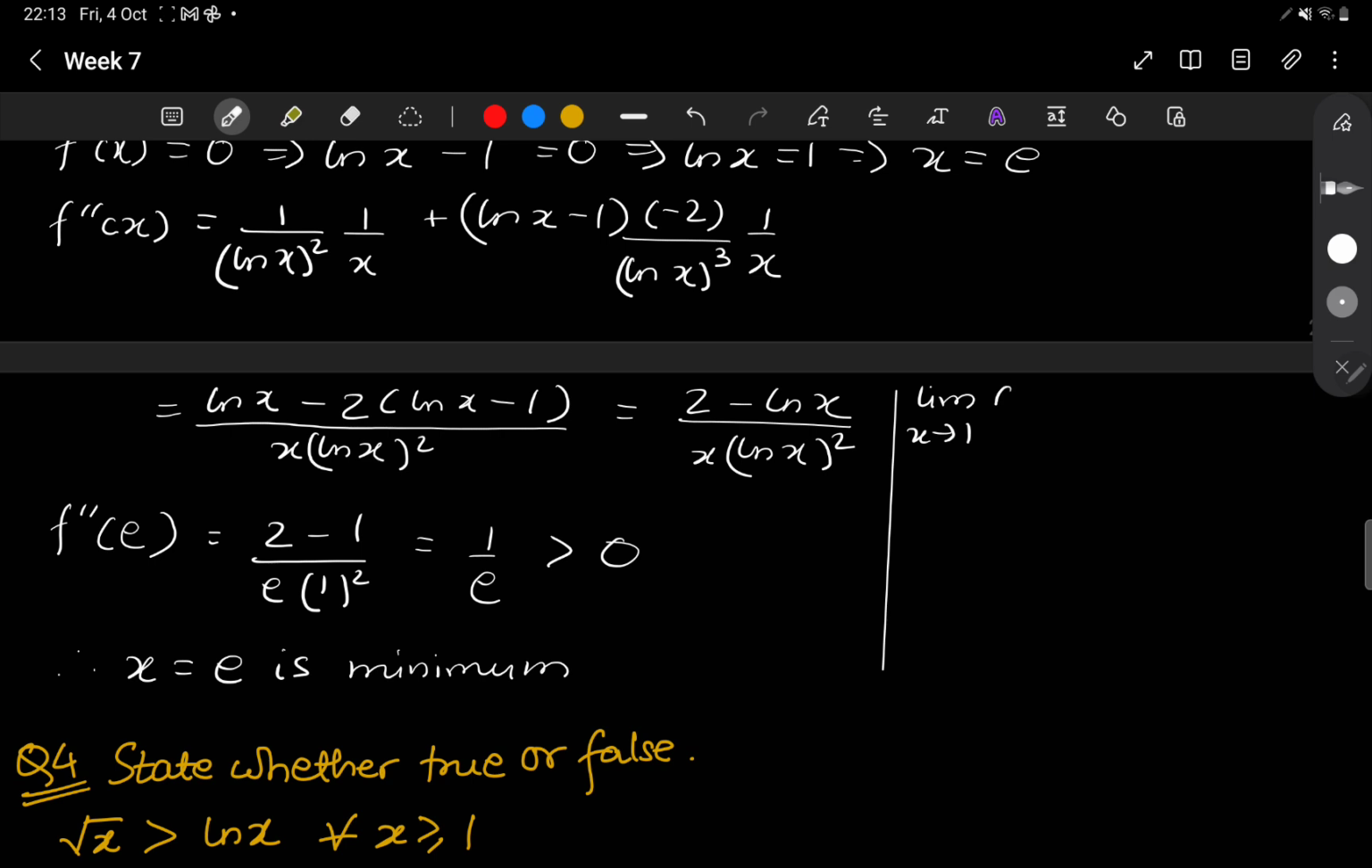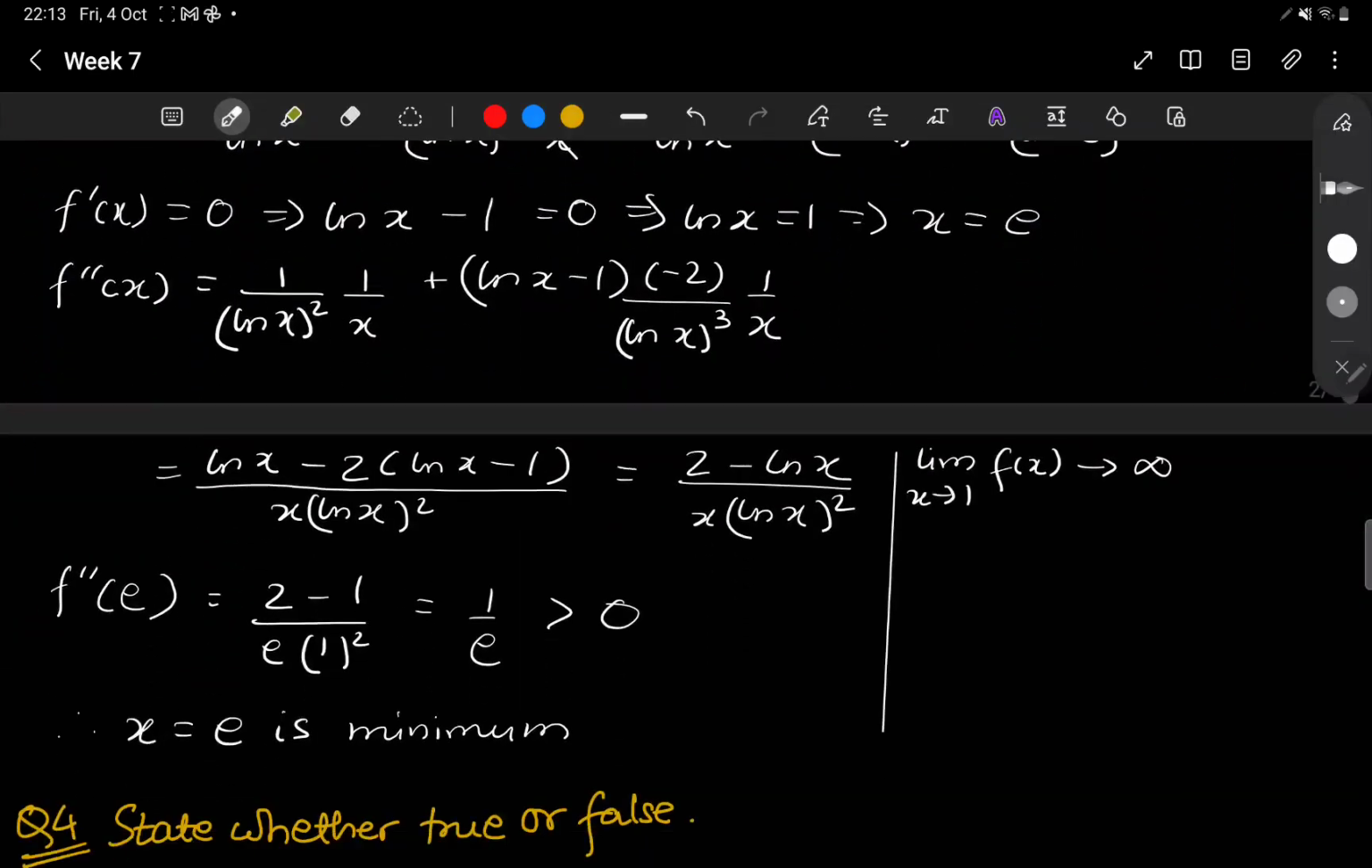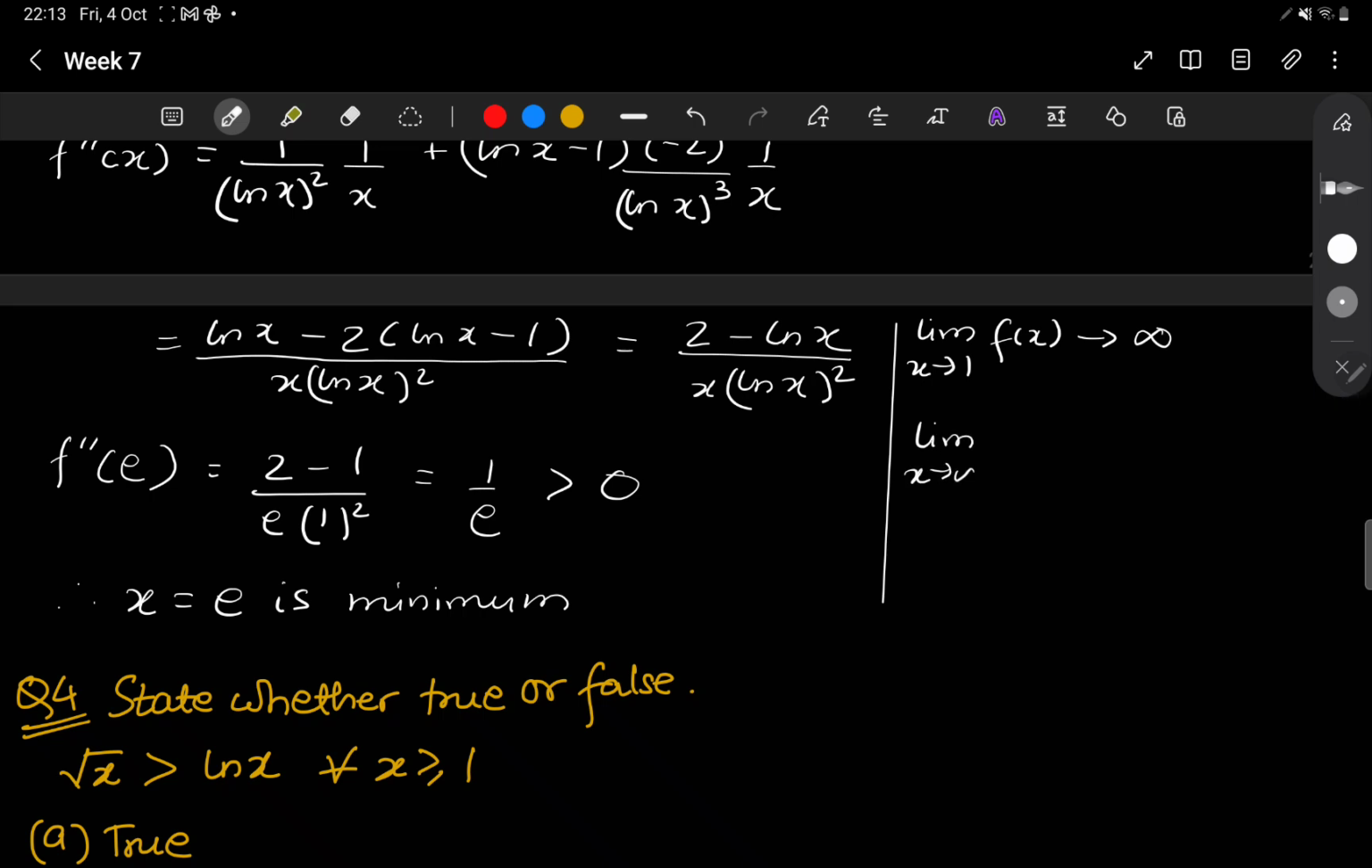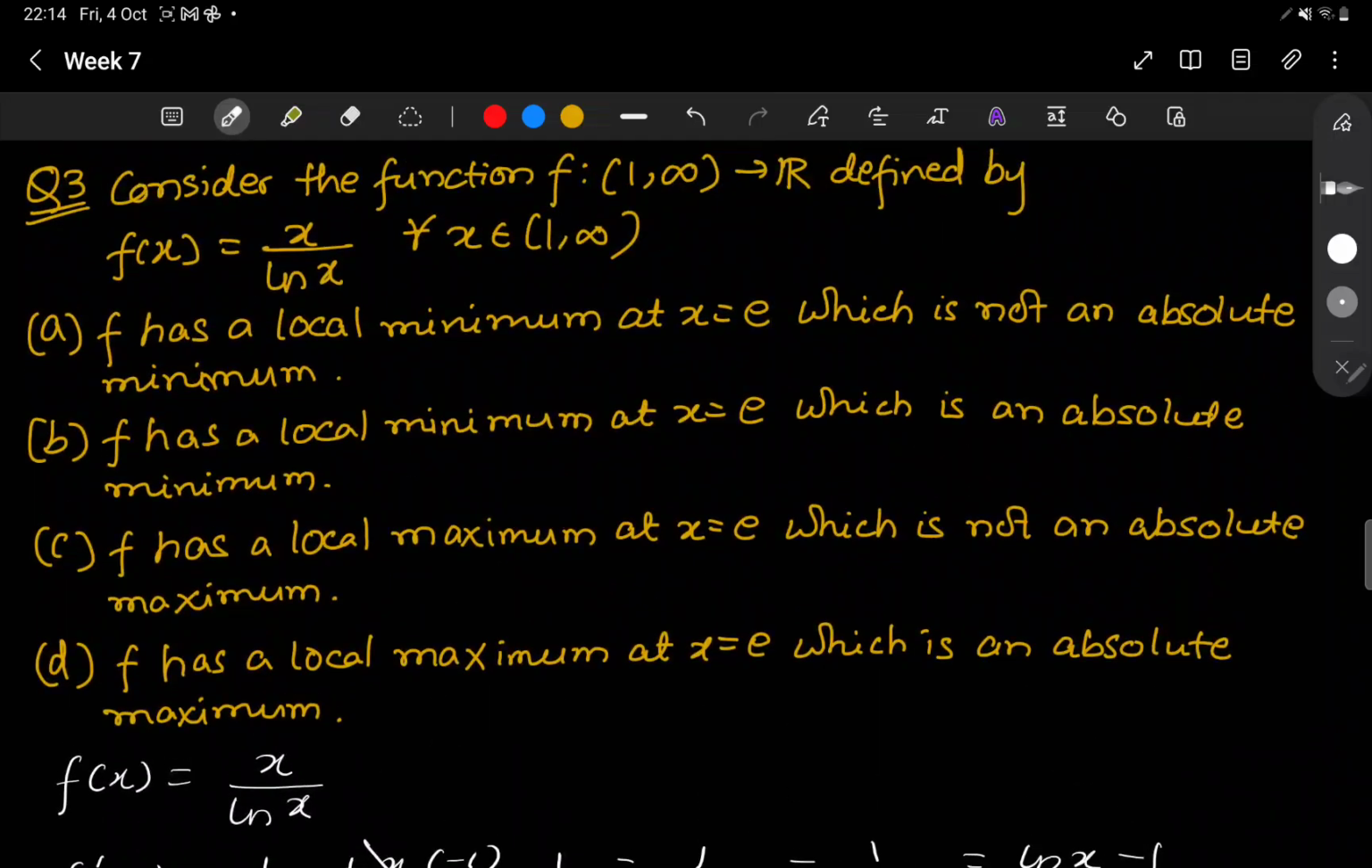Limit x tending to 1 of f of x. This tends to infinity because ln 1 tends to 0. Also limit x tending to infinity of x over ln x. This also tends to infinity because x grows faster than ln x. So x equals e is indeed both the local minimum as well as the absolute minimum. So the correct option is option B. x equals e is both a local as well as an absolute minimum.